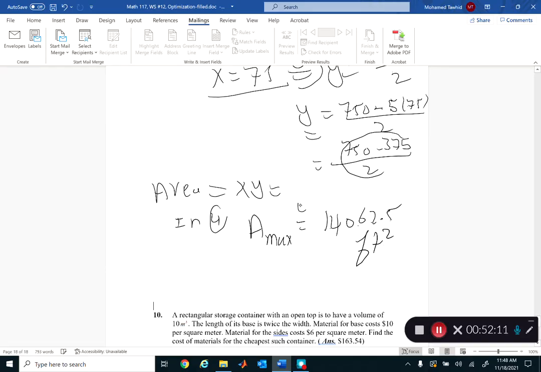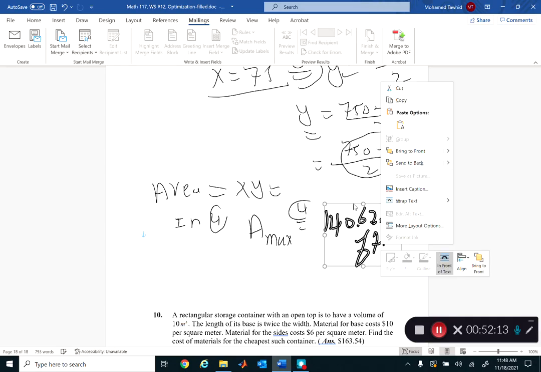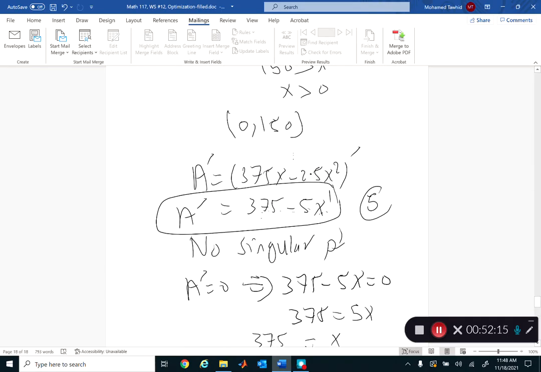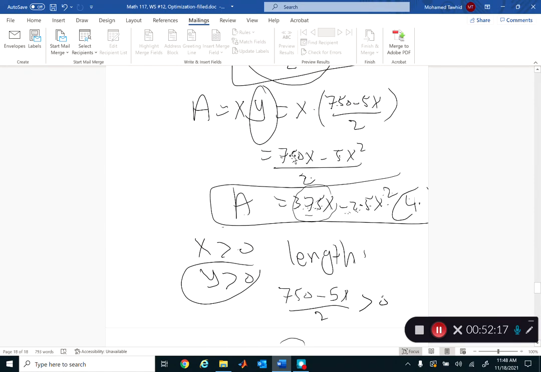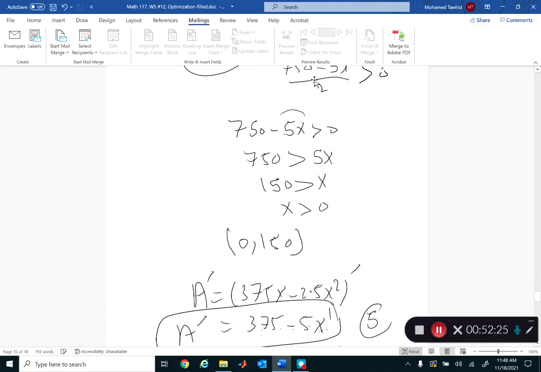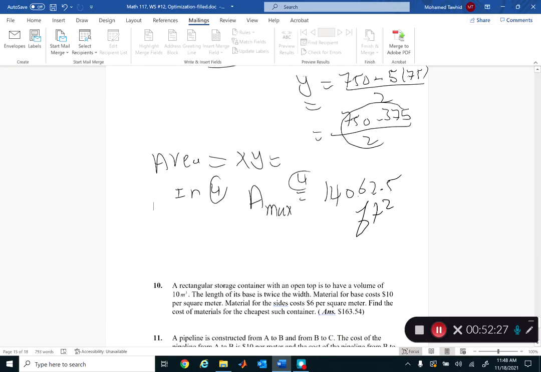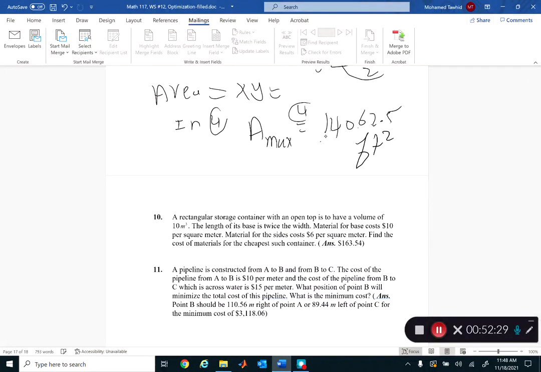How did I get that? It is equation number 4. If I go back to equation number 4 here, just go ahead and replace x by 75. Use technology, and you will get this number that I'm talking about, which is 14062.5 square feet, right? That is our largest value.